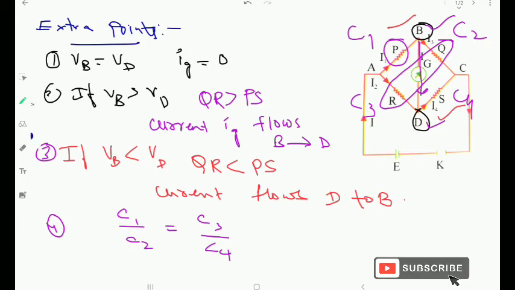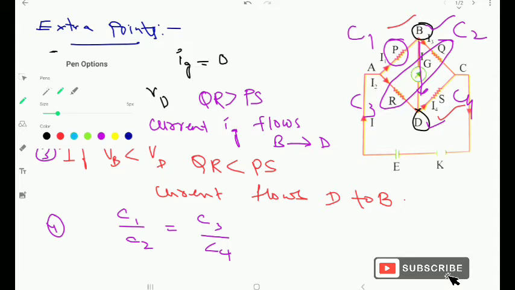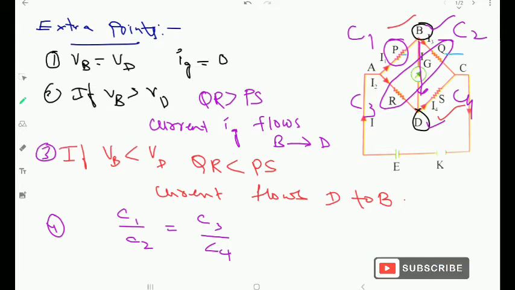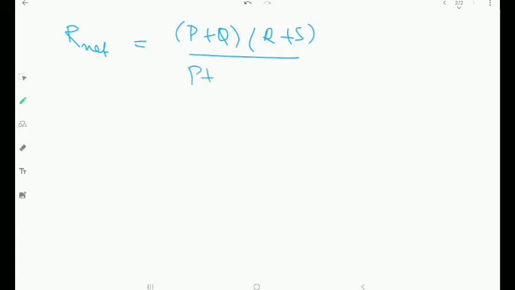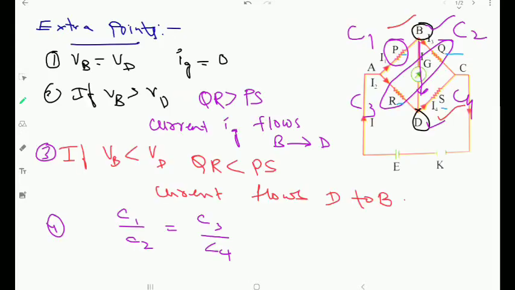And one more point: what is the total resistance of the circuit? Total resistance of the Wheatstone bridge. P and Q are in series combination, R and S are in series combination, and the resultant is in parallel. So the effective resistance of the Wheatstone bridge can be written as (P plus Q) times (R plus S) divided by (P plus Q) plus (R plus S).